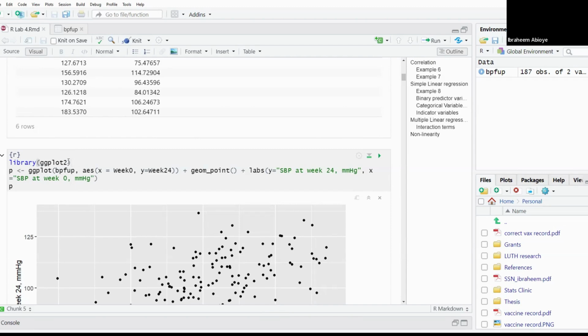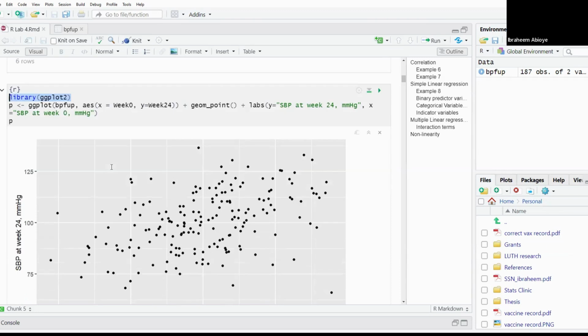So it's the same ggplot2 package. Hopefully you already have this installed because I think we have seen this before in previous labs. But today, what we want to do is use this to show you how a scatter plot would look like. I think we've seen scatter plots before.